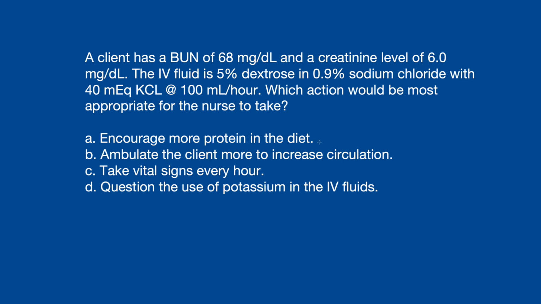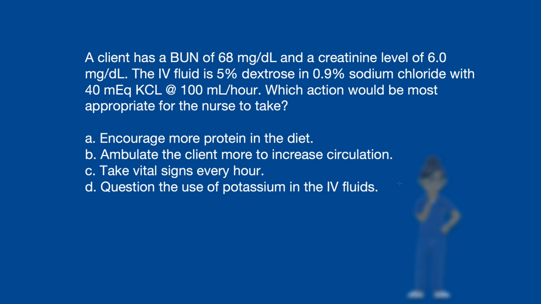Option A reads, encourage more protein in the diet. Option B reads, ambulate the client to increase circulation. Option C says, take vital signs every hour. And option D says, question the use of potassium in the IV fluids.